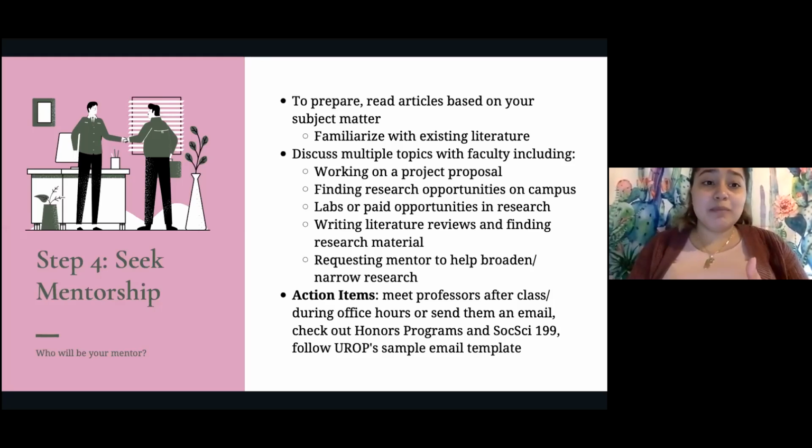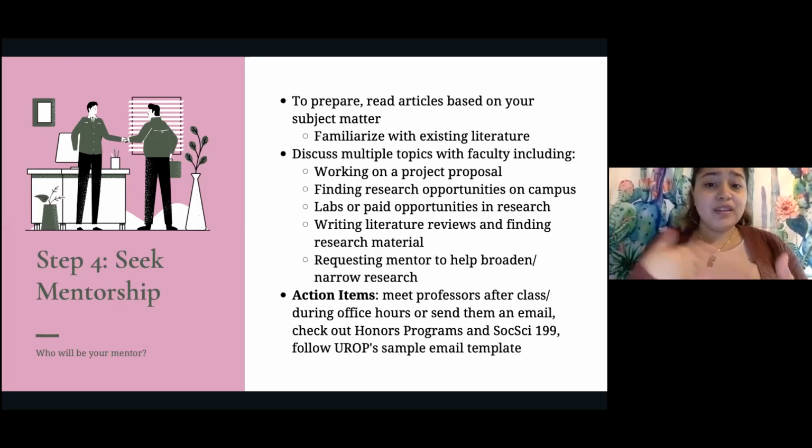And some things might include working on a project proposal. Maybe they know of existing opportunities for research on campus, since they know other professors, and if it's all under the School of Social Sciences, it's more than likely that they know. And then there are opportunities for labs or paid opportunities.